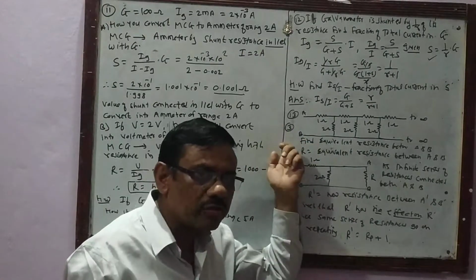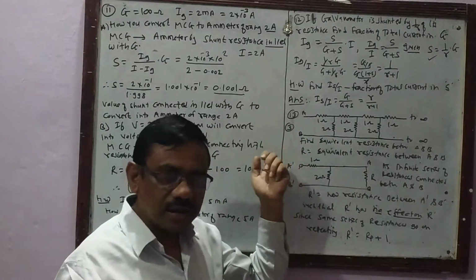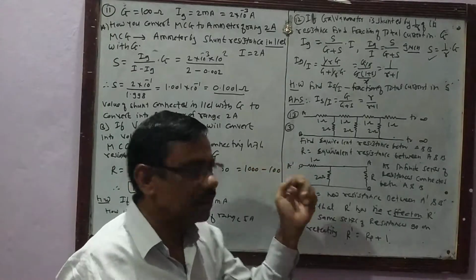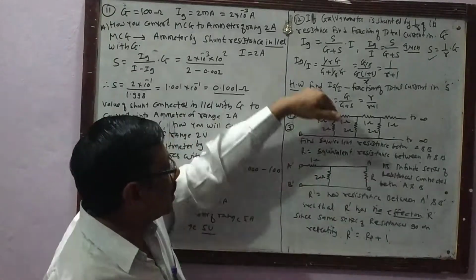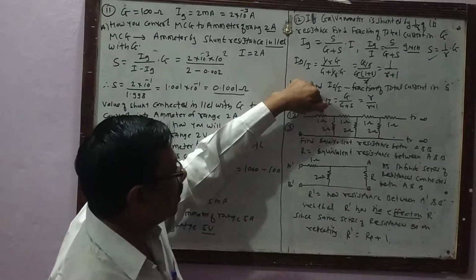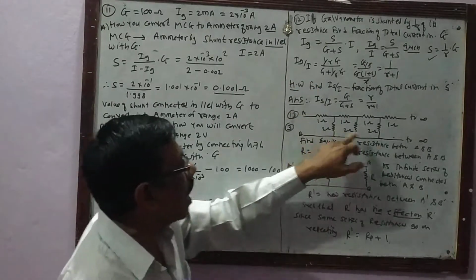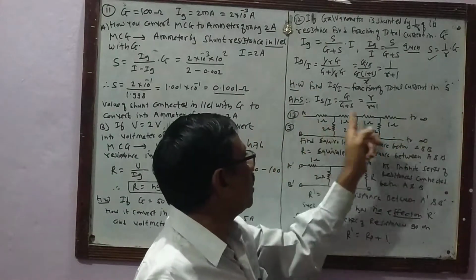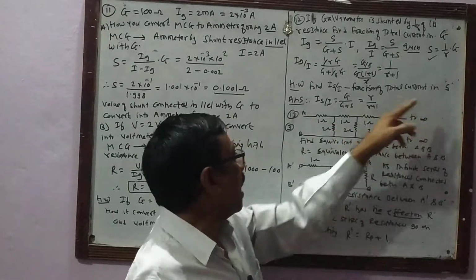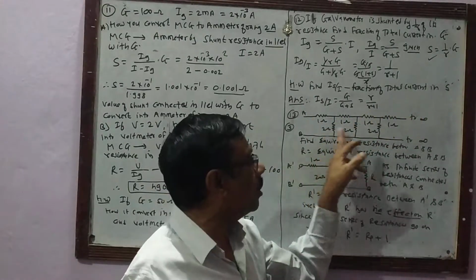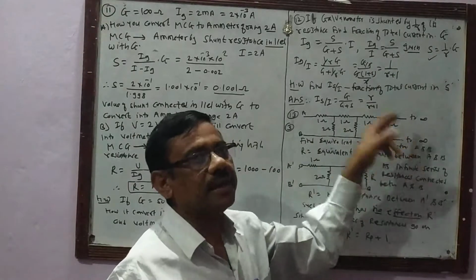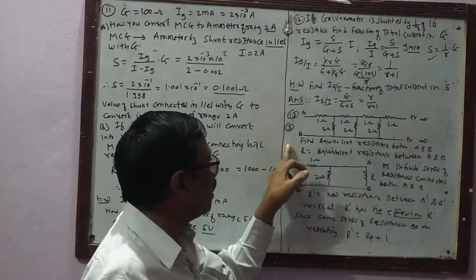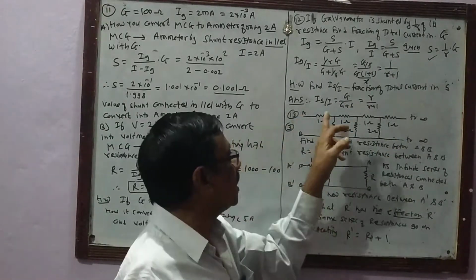This is a multiple choice question from your exercise of current electricity. A series of resistances of 1 ohm is connected up to infinity, and a parallel resistance of 2 ohm is connected up to infinity. Across the points A and B, our aim is to find the equivalent resistance.